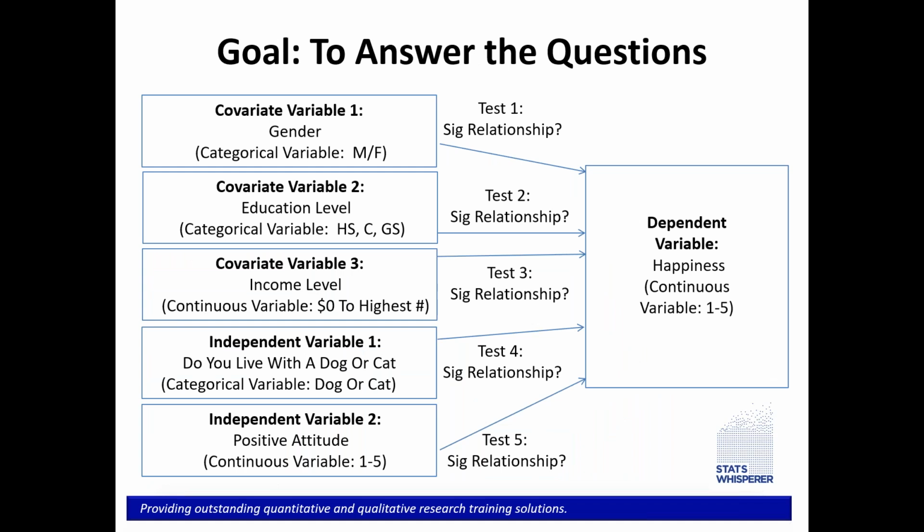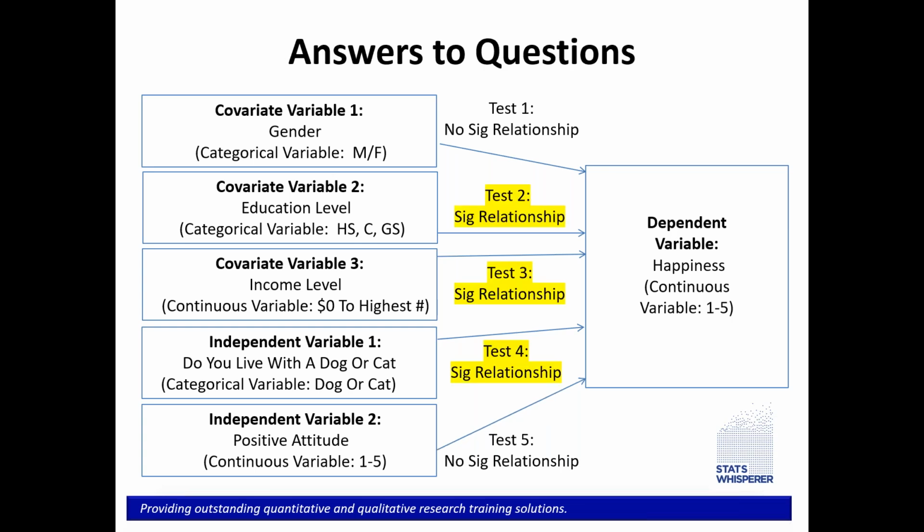So in terms of the bivariate analysis itself, each line here, each arrow is representing a single test. So test 1, is there a significant relationship between gender and happiness, and so on. So there will be 5 separate tests, each testing that bivariate relationship. And we can list the findings right here, right? So no significant relationship for gender and positive attitude, but for the middle 3, there is. So the middle 3 go on to the next phase of data analysis.